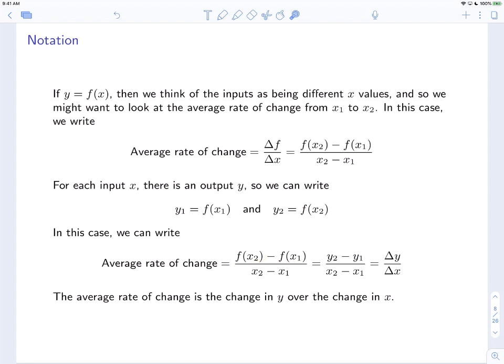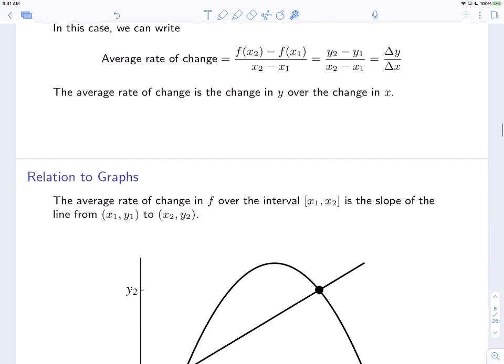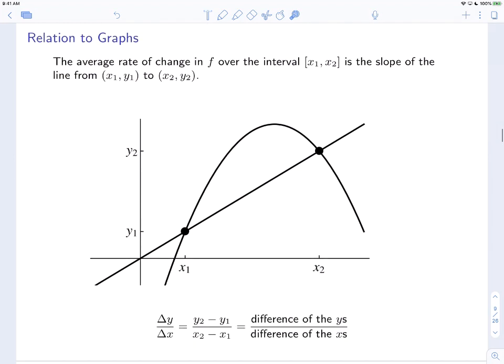But the output value for x2 is y2, and the output value for x1 is y1. So what you see here is that you have y2 minus y1 in the numerator, and in the denominator you have x2 minus x1. So that's the change in y over the change in x. So the average rate of change is the change in y divided by the change in x. This is a nice way of thinking about it because it calls to mind something else. The difference in the y's over the difference of the x's, that's the slope of a line.